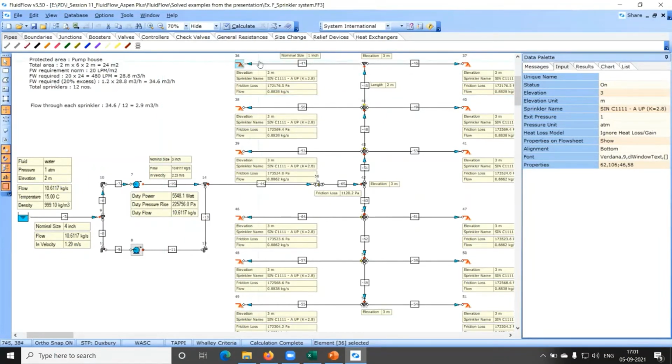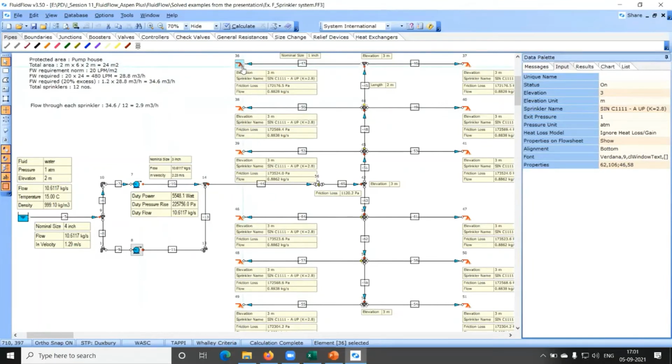Just imagine you got only 0.1 bar gauge upstream of the sprinkler. Do you think that water flow will be there? The flow rate what we want is 2.9. Flow will be there, of course. There will be a pressure differential, so flow will be there, but it will be 0.1 meter cube per hour, which is not acceptable, right?